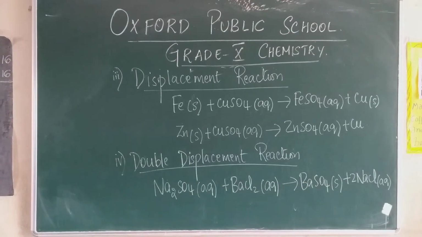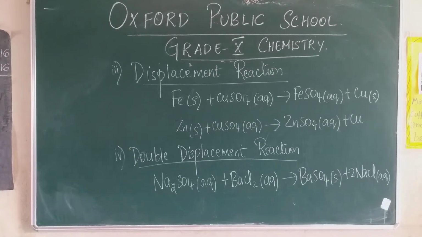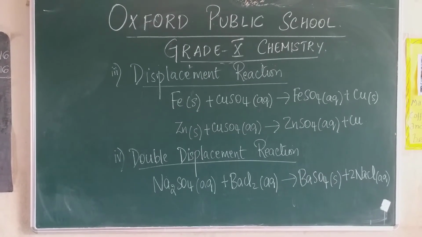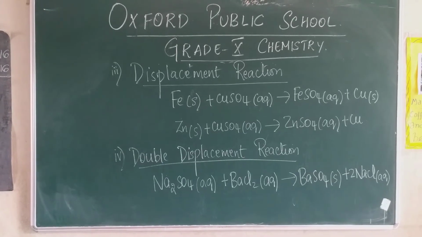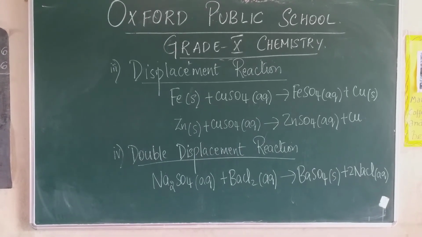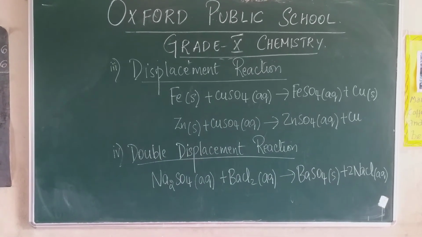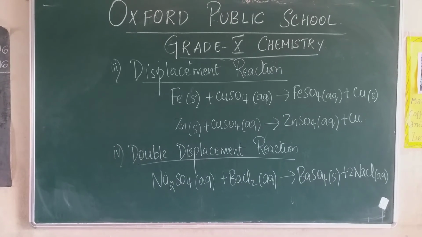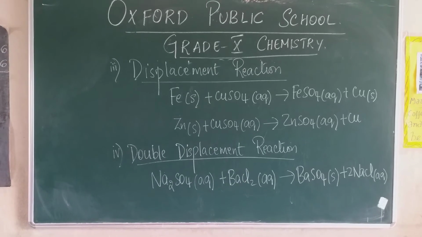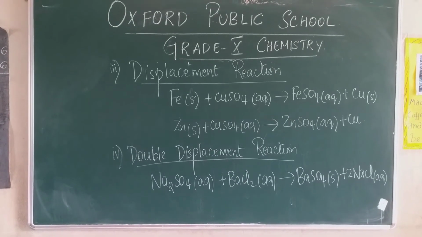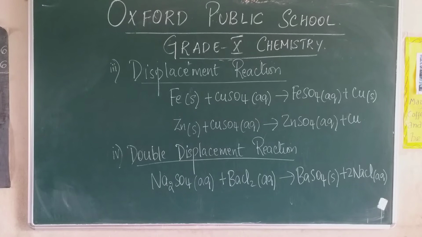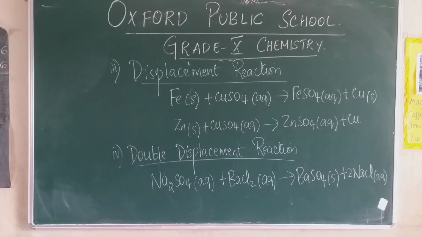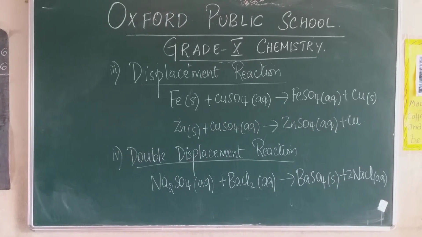Next, let us see what is displacement reaction. In displacement reaction of Fe with CuSO4, iron has displaced or removed another element, that is copper, from copper sulfate solution. This reaction is known as displacement reaction. I have written another example, reaction of zinc with CuSO4. So here zinc displaces copper from copper sulfate solution.